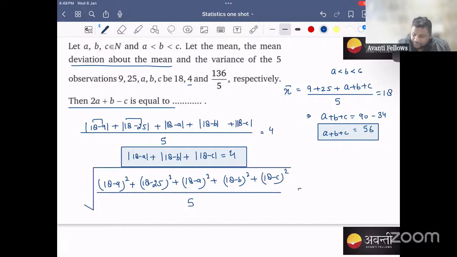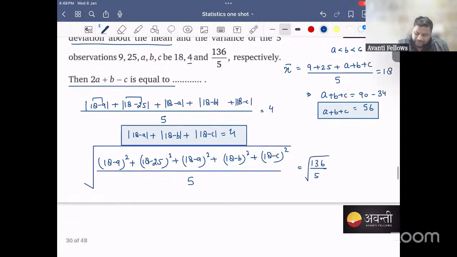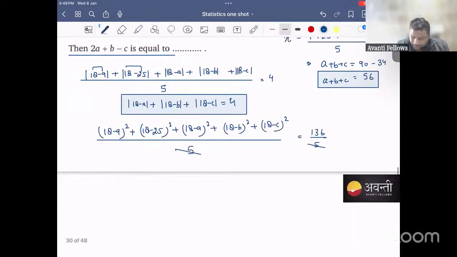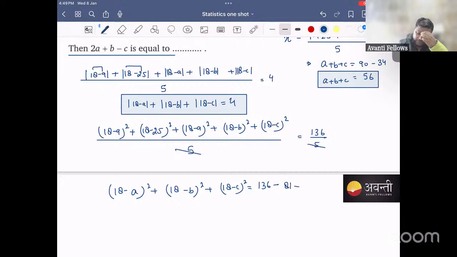And this is given to me as 136 upon 5. And they're providing variance, so this is under root of 136 upon 5. So we can directly remove the under root if they're talking about the variance. Now this 5 cancels. So (18 minus a) square, (18 minus b) square, (18 minus c) square is 136 minus 81 minus 49. So this comes out to be 6.